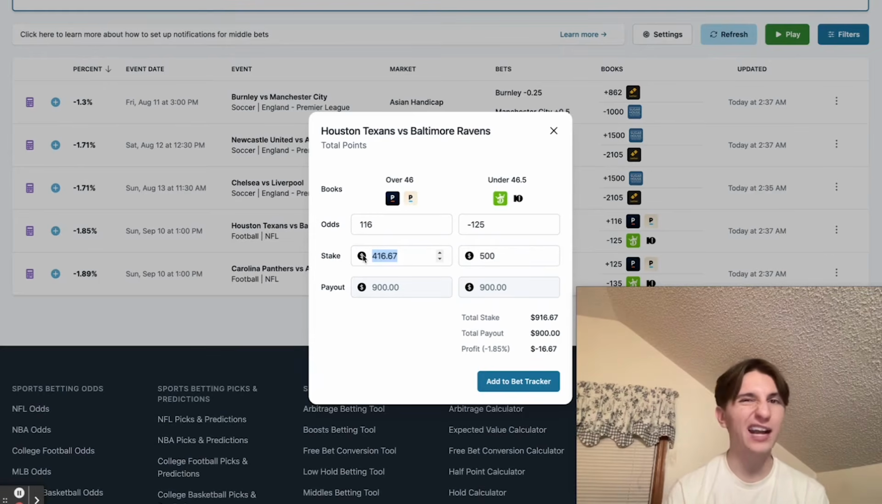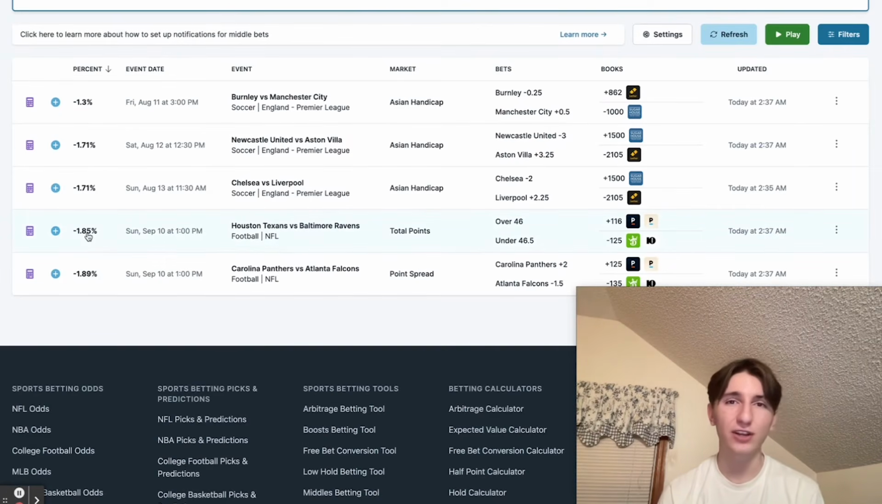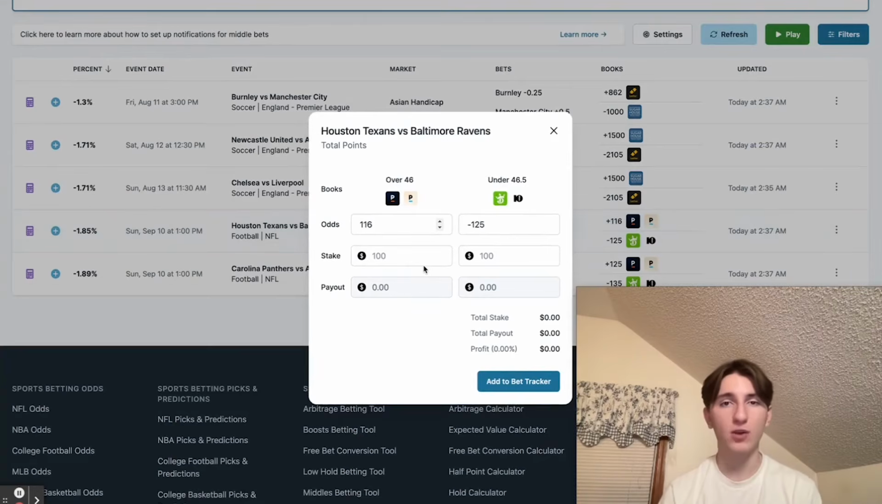Now, I would not actually recommend placing this particular bet because it's a minus 2% middle, and that's not very good. You can find 0% middles where it's literally zero risk, and there's the potential to make hundreds of dollars. But it's a decent example to take a look at to get an understanding of how to use the tool. All you have to do is go over to the calculator, tell it how much money you want to risk on one book, and just like with the arbitrage or low hold tool, it'll tell you how much to risk on the other book, and then you can add it to the bet tracker and see your profits and losses.